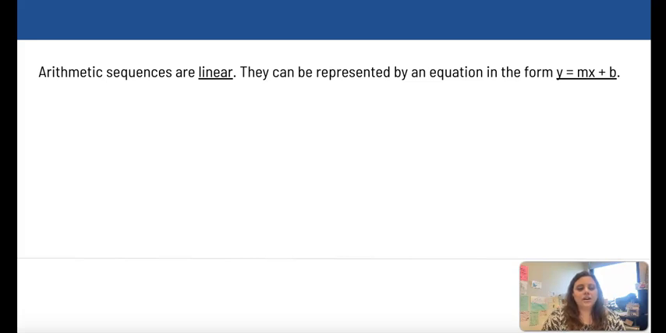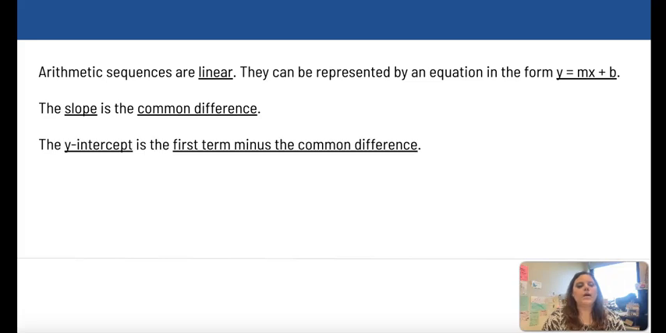Arithmetic sequences are linear because they are changing by a constant amount. They can be represented by an equation in the form of y equals mx plus b. So that's your slope-intercept form. The slope, or m, is going to be the common difference. The y-intercept, or b, is going to be the first term minus the common difference.